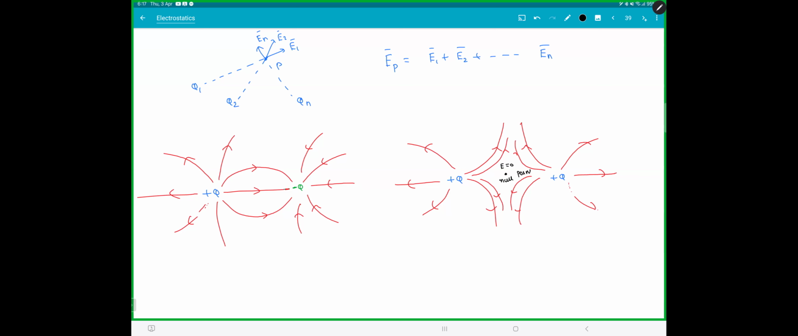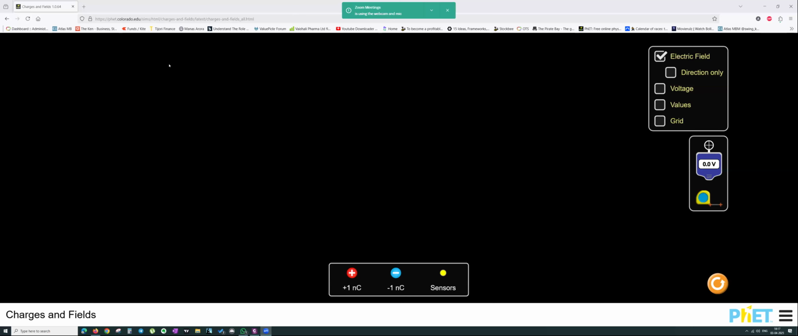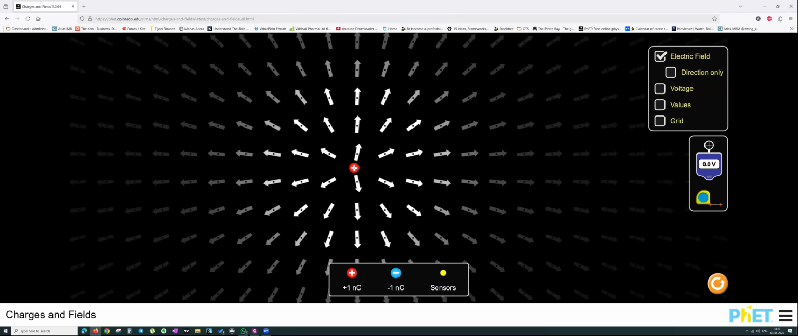So let me show you something. Look at this. This is that Colorado website I showed you a few times. The entire screen is blank, so I can put some charges here. Say if I take a plus charge and put it here, can you see how the field lines came? The brighter the line, the stronger the field. As you can see, as the lines are going away, they're fading away. So the magnitude is decreasing. That is how they're represented here.